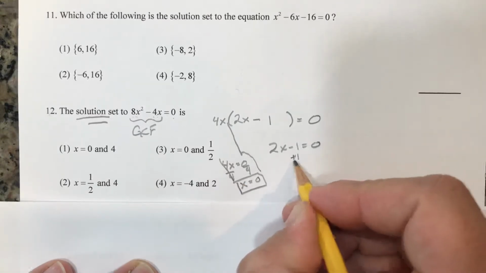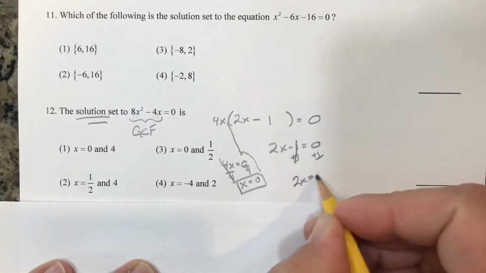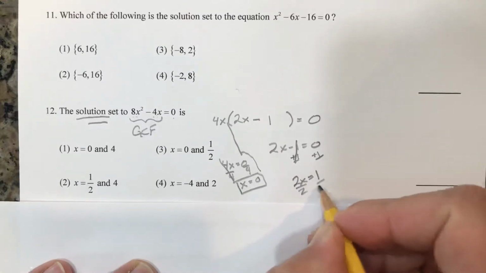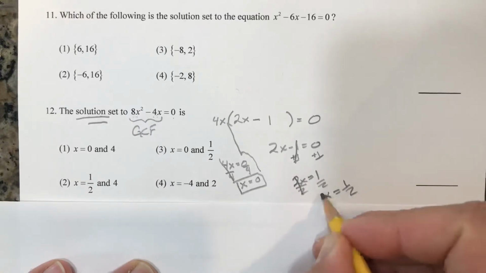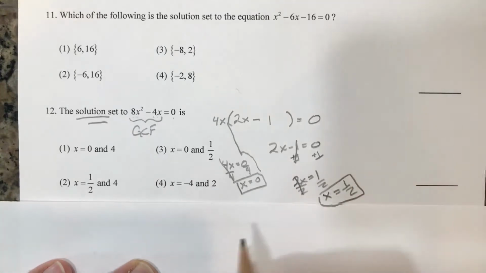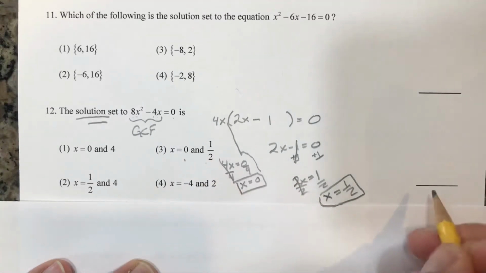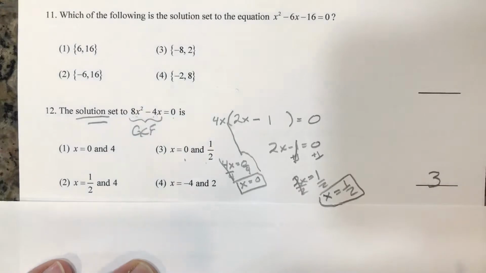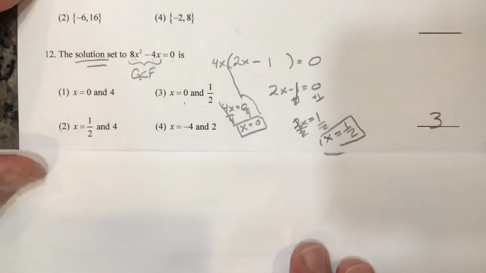This takes two moves. You have to add the 1. 2x equals 1, divided by 2. Okay, so one answer is x is a half. So look for one of those, and it looks like 0 and a half is right here in front of us. Choice number 3. All right, and keep going.